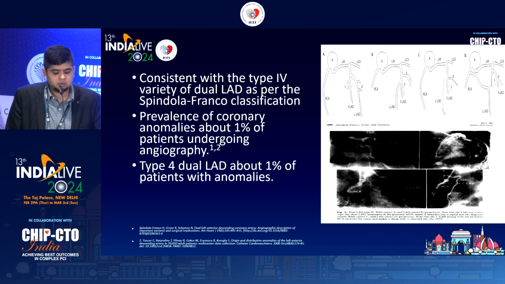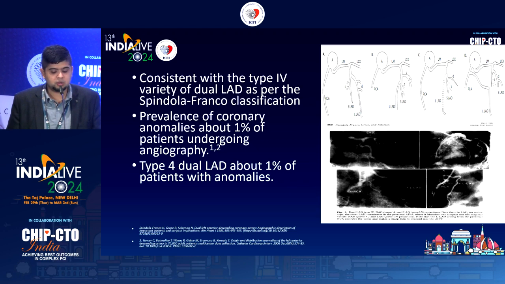They account for about 1% of all patients with anomalies, and anomalies are found in about 1% of patients undergoing angiogram. So dual LAD, just for review, there are 4 types of dual LAD. In types 1, 2 and 3, both the long LAD and the short LAD arise from the LAD proper.